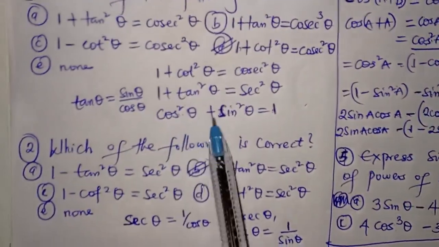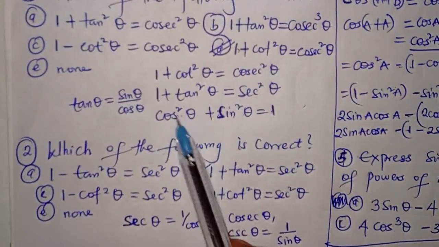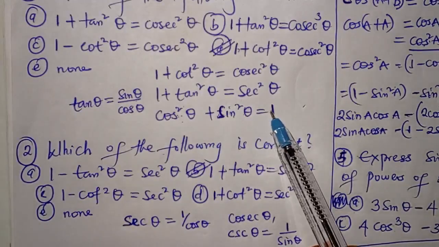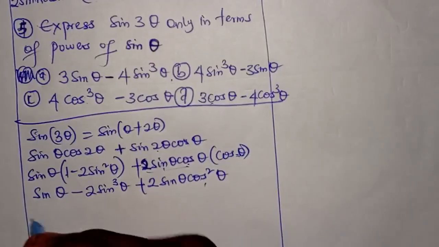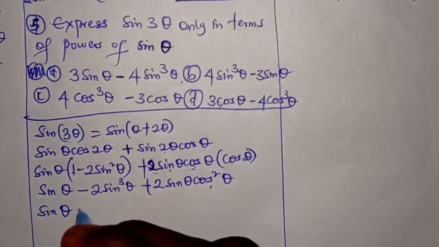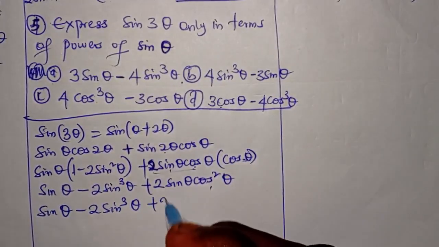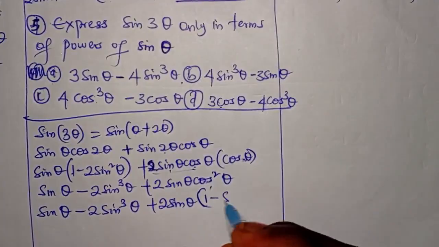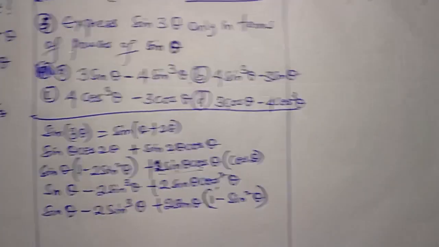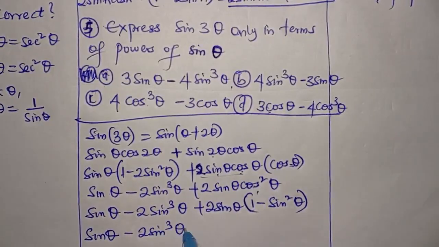Remember the identity that says cos squared theta plus sine squared theta is equal to 1. It means that cos squared theta is equal to 1 minus sine squared theta. So I'm going to write that in place of this cos squared theta here. This is simply sine theta minus 2 sine cube theta. Then this is plus 2 sine theta into, in place of cos squared theta, 1 minus sine squared theta.